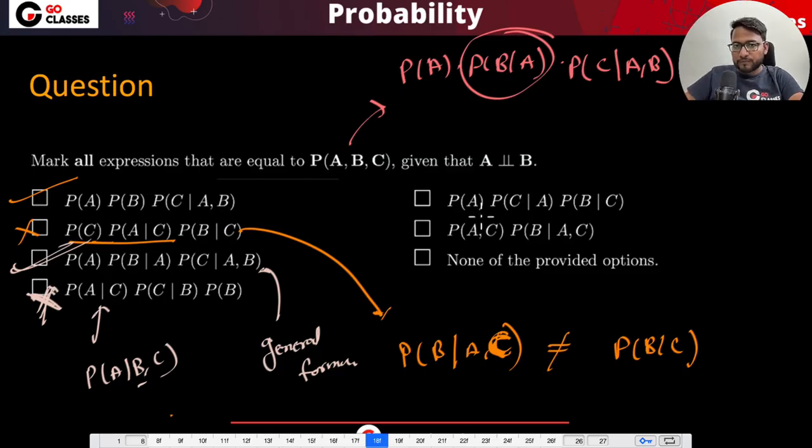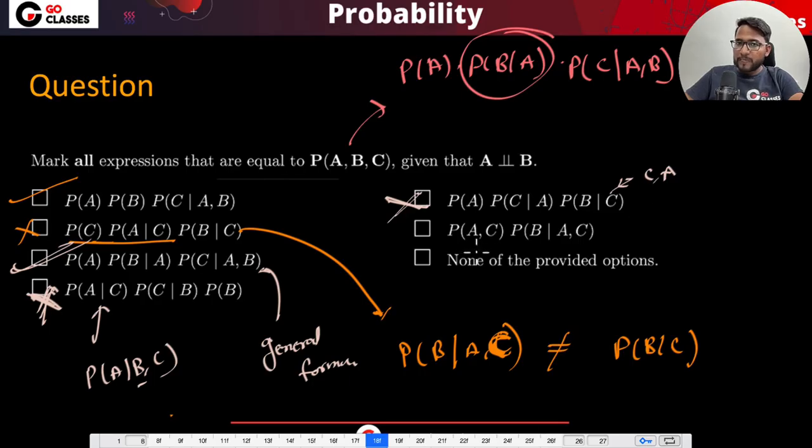Now let's just see this option. Now what they are saying, probability of A given C, yeah, that is correct. Now again, probability of B given C comma A, it should be C comma A, right? But now they are just writing C, they are omitting this A. So that is why this is false, because the conditional independence is not given.